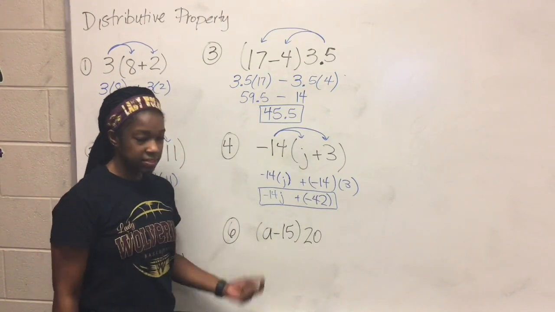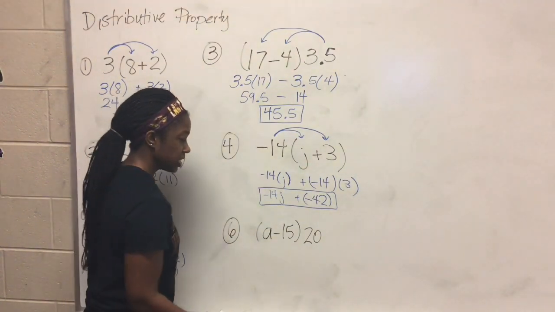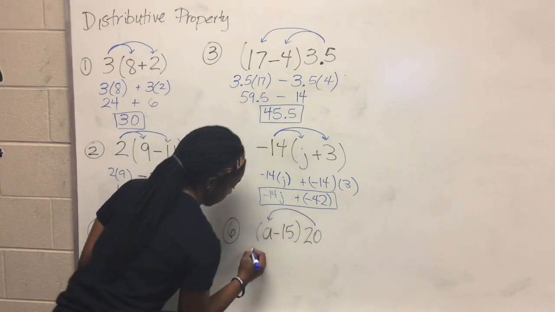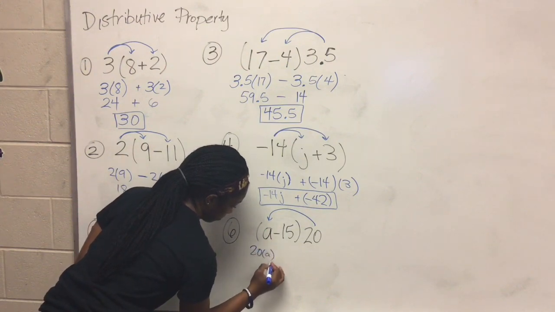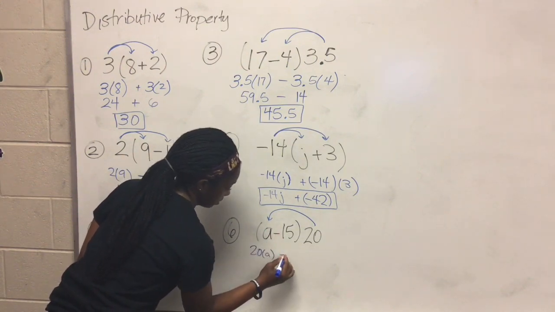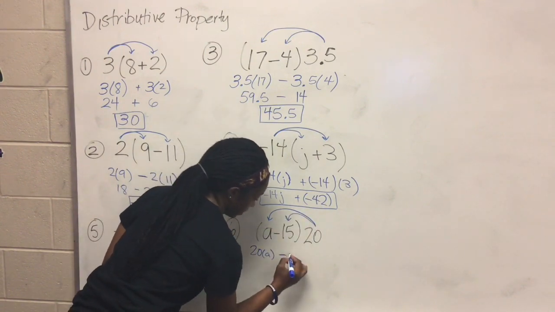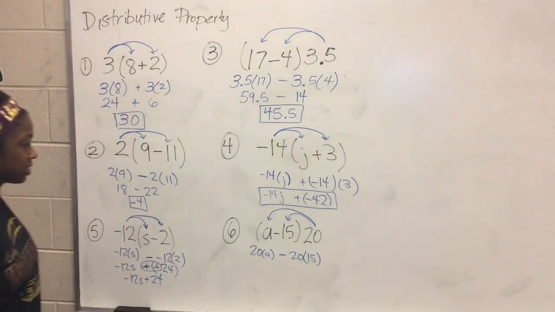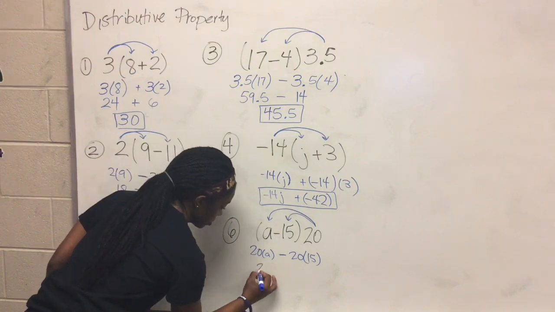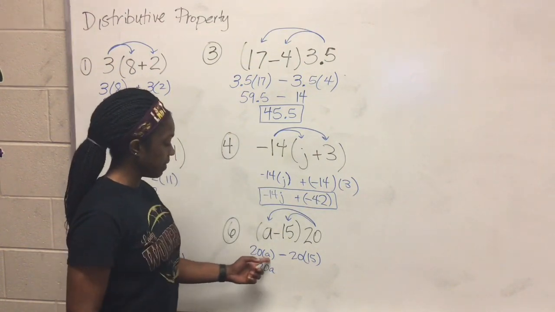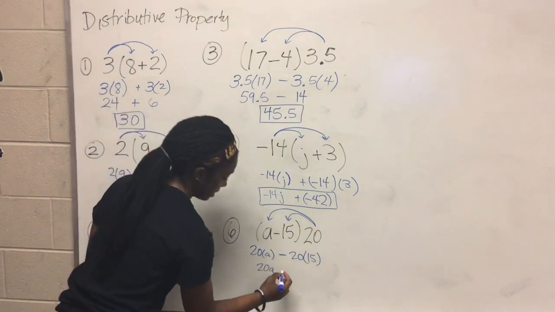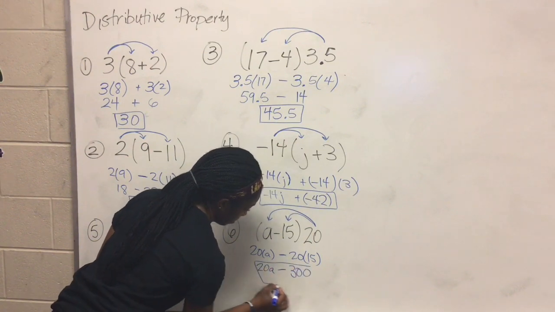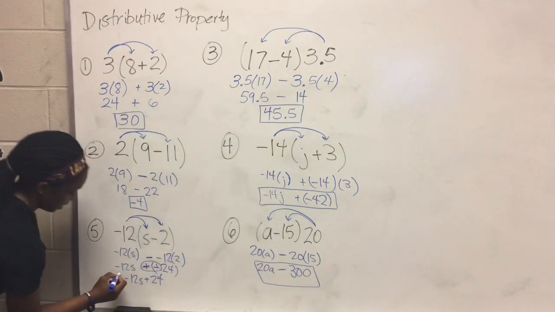We have 8 minus 15 times 20. First things first, I have 20 times 8 minus 20 times 15. So we want to go ahead and solve this and simplify. We have 20 times 8, which is 8 times 20, 160. So whenever you multiply a variable by a number, you just put them together. Minus 20 times 15 is 300. And that is the final answer. I didn't box this one.